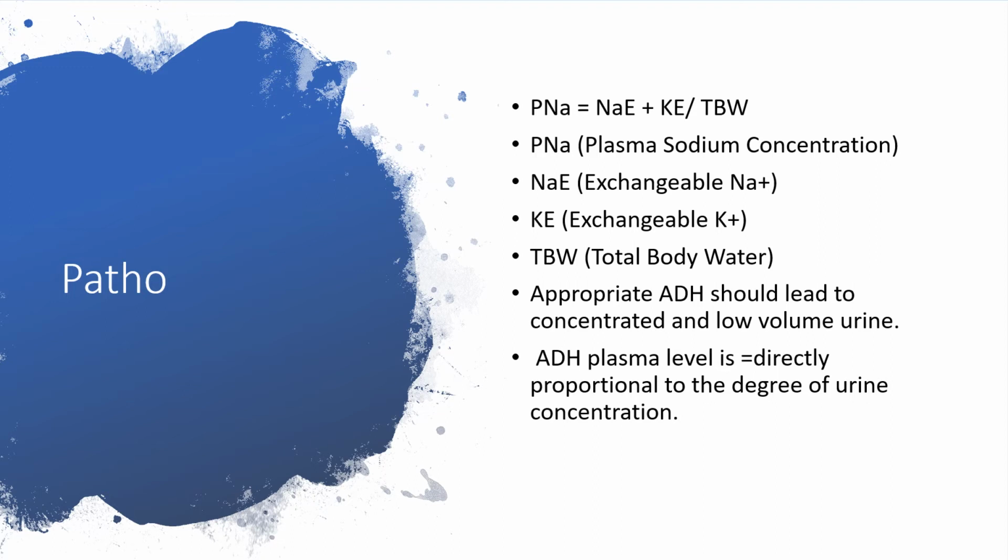Appropriate ADH should lead to concentrated and low volume urine. That is, the water is kept in plasma. So the little that will get out of the kidney should be concentrated and low in volume. ADH plasma level is directly proportional to the degree of urine concentration.